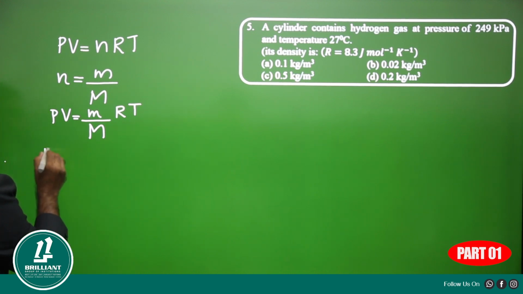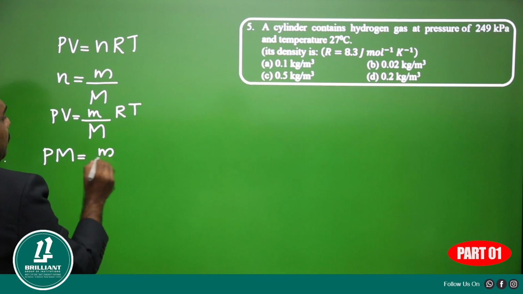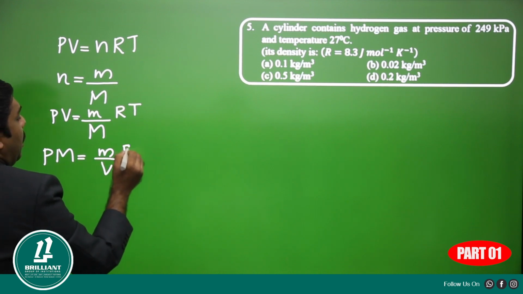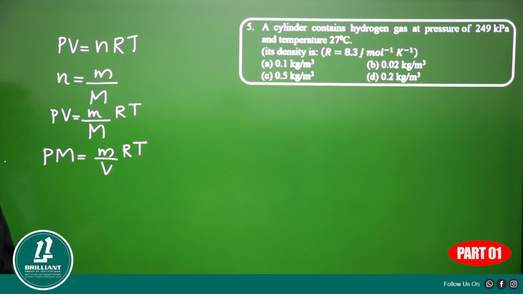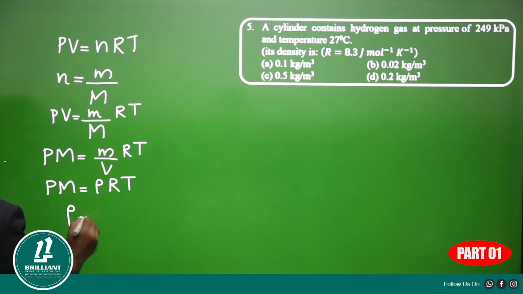So I am writing P. I am taking this capital M to the left side. Then M by V RT is there. So mass by volume is density. So we can say PM is equal to rho RT. Then rho is equal to PM divided by RT.